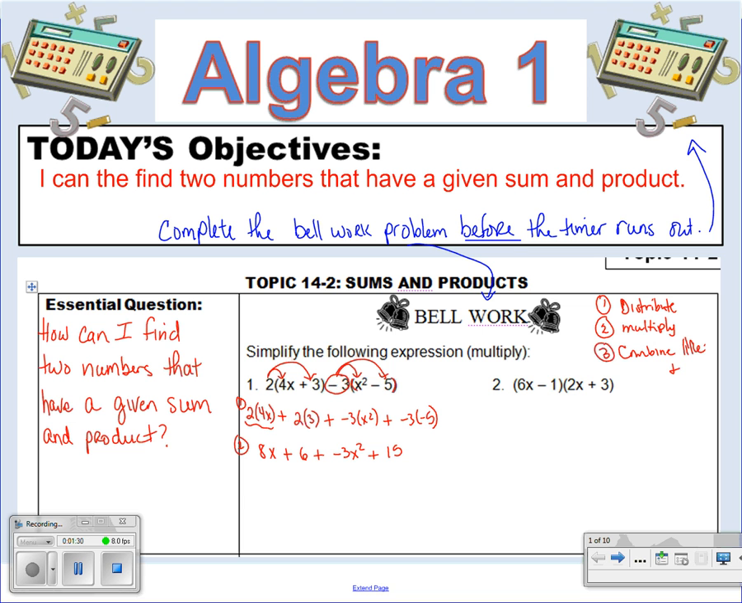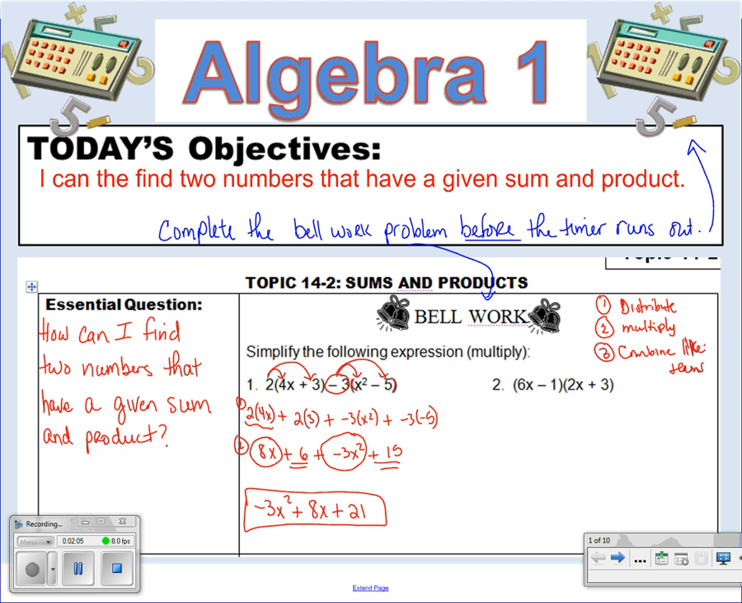So when we combine like terms, we're going to start with the variable that has the highest exponent. That is our x squared. I have a -3x squared. There's no other x squared, so we're going to write -3x squared. Our next variable with the highest exponent is the 8x. There are no other x's, so we're just going to put plus 8x. It's plus because the 8 is positive. Last, we're going to combine our numbers. 6 plus 15 is 21. So now we have multiplied and simplified that expression.